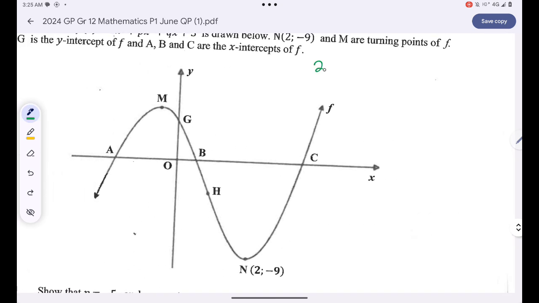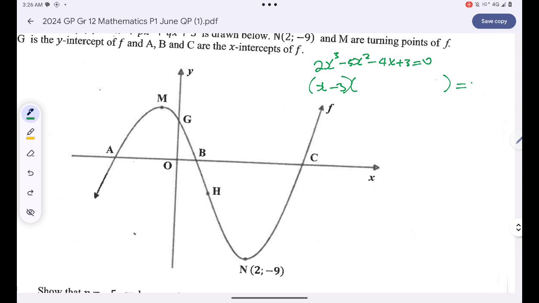I simply have 2x cubed minus 5x squared minus 4x plus 3. This is equal to 0, right? Remember that, guys, whenever I'm solving for x-intercepts, I must always make y equal to 0. Okay, I do know the factor, that's x minus 3.